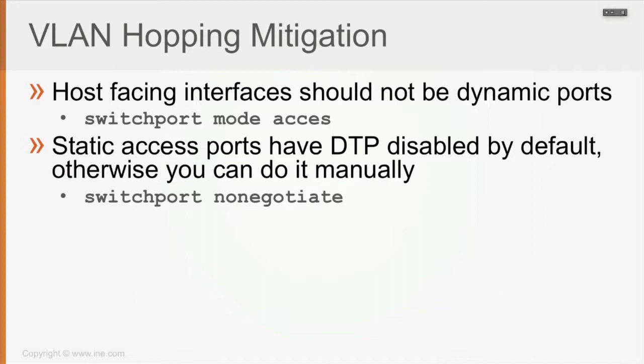Otherwise, if you don't put the port in static access mode, then you would have to disable DTP manually by using the command switchport nonegotiate. But ideally, you're going to always put the ports connected to the endpoints in static access mode, which by default disables DTP, so anybody connected on those ports cannot negotiate trunking with the switch. So that's how you defend against the first variation of the attack.